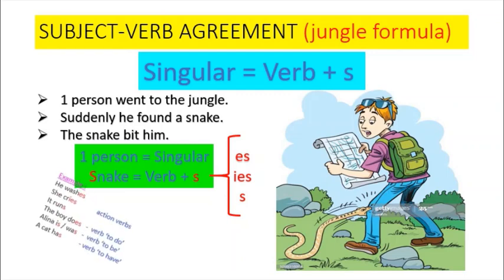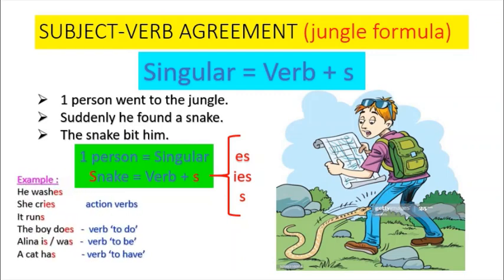Now, let's look at examples of sentences here. He is the singular pronoun and the verb is wash. So, the verb must end with one of the S family. It becomes washes. So, the correct sentence is he washes, but not he wash. The same applies to the second and third sentences. She cries, but not she cried. It runs, but not it ran. Washes, cries, and runs are action verbs.